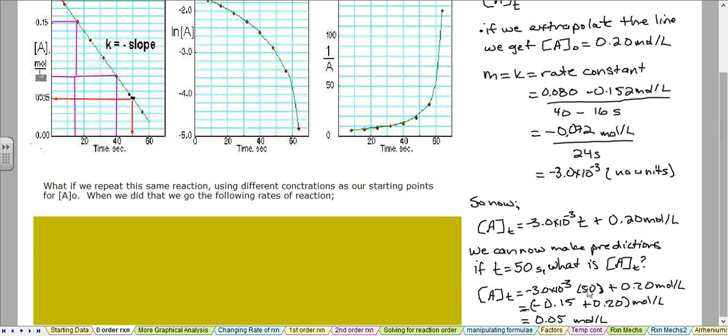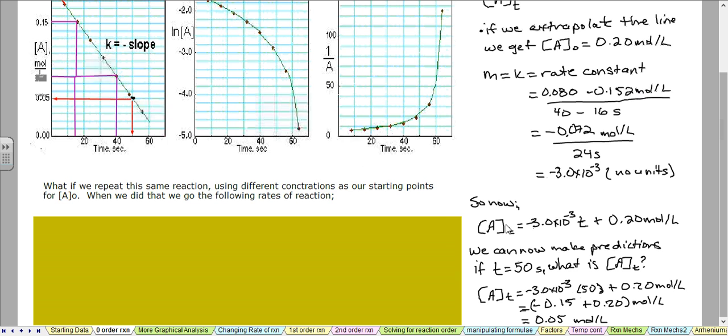So as you can see here, I inputted 50 in, a little messy writing, but I'm sure you can see it. And I got a value of 0.05 moles per liter after 50 seconds. When I then went and checked it on the graph, lo and behold, look at what we got right there.